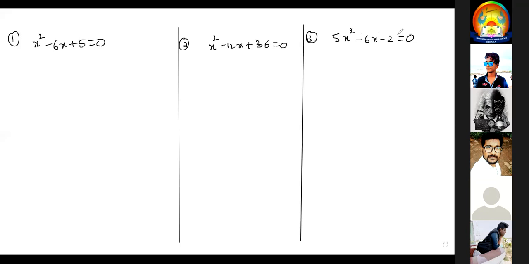Now my students are very perfect at splitting the middle terms, or factorization. What is its advantage? We can find the roots easily. What is its disadvantage? We have some questions which we are not able to solve. There we are saying there is no root.